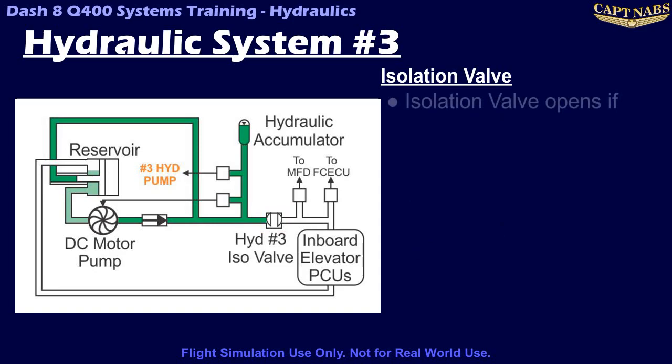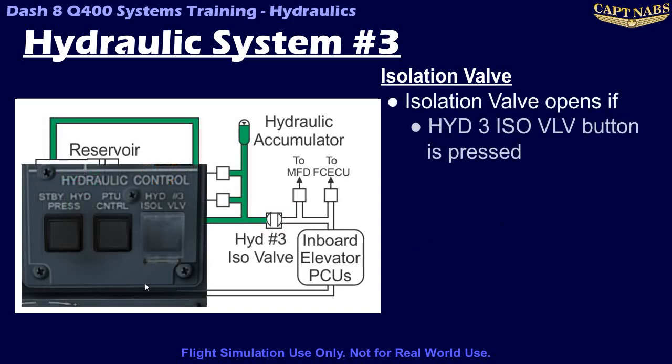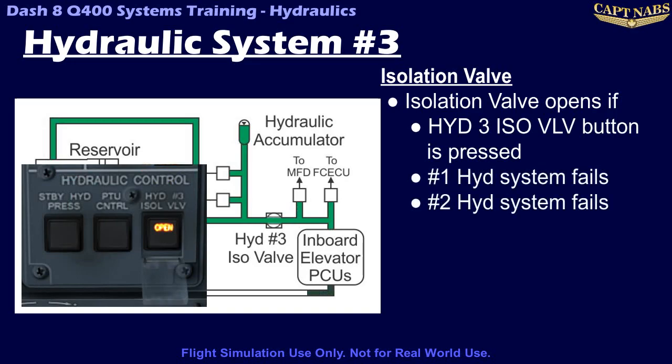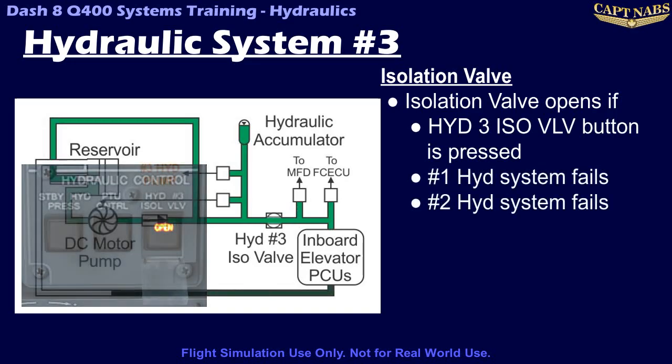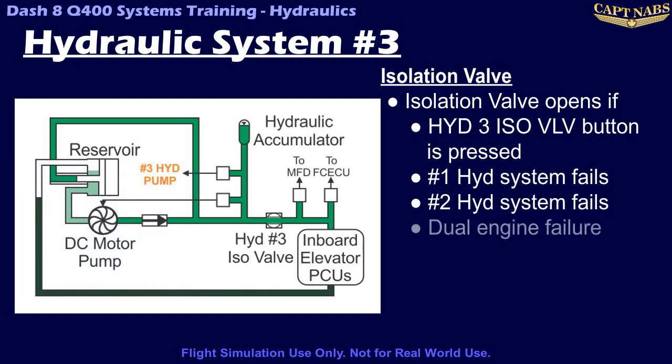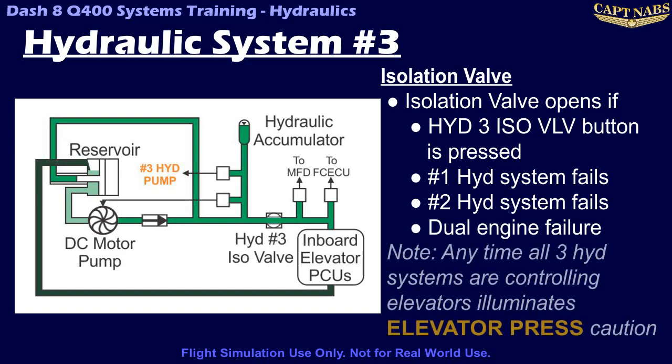The isolation valve is selected open either manually using the Hyd ISO valve switch on the main panel, or automatically if either the number 1 or number 2 hydraulic system is not operating properly, or if a dual engine failure occurs. It should be noted that if, at any time, all 3 hydraulic systems are actuating the elevators, the elevator press caution light will illuminate.